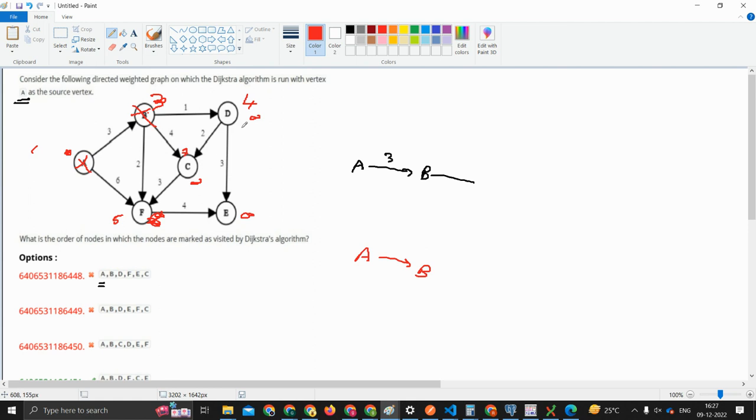Now that this is visited, what's the next minimum? Among 4, 7, and 5, the next minimum is 4, which is D. So B to D. Now that you have visited this, we'll try to update the values. 4 plus 2 is 6. If it is the minimum, you update it. So you have 6.